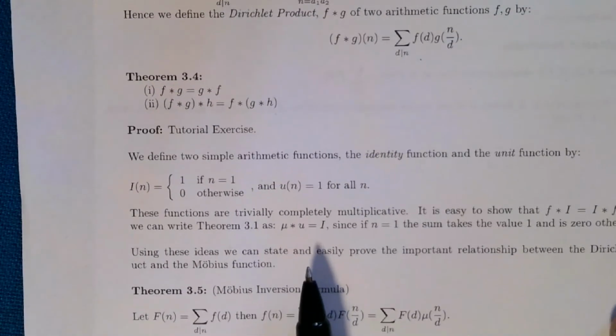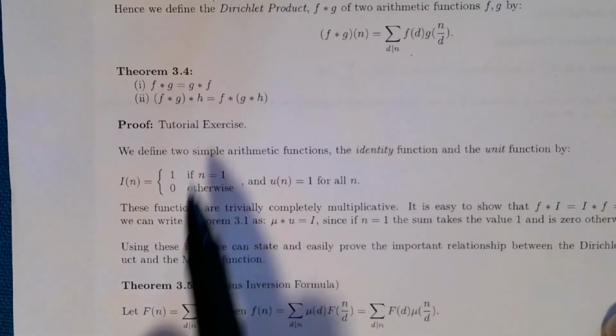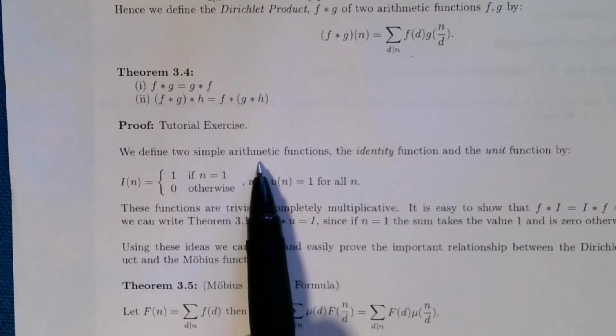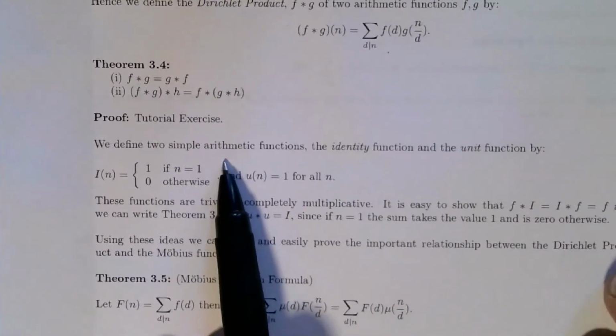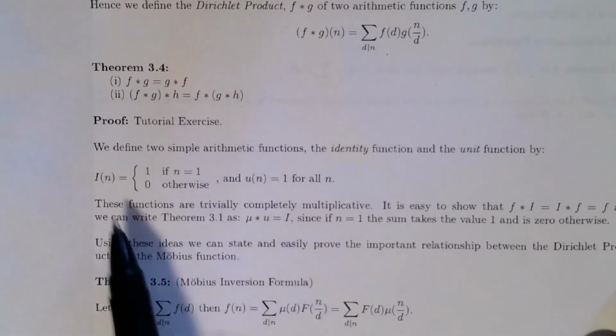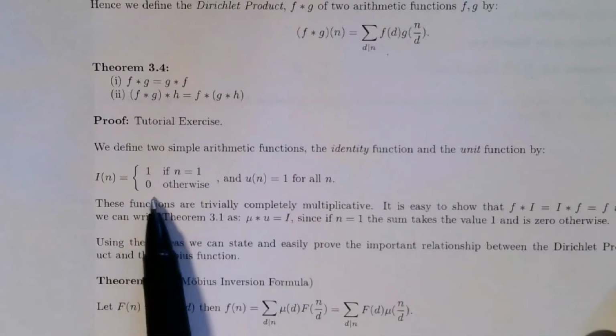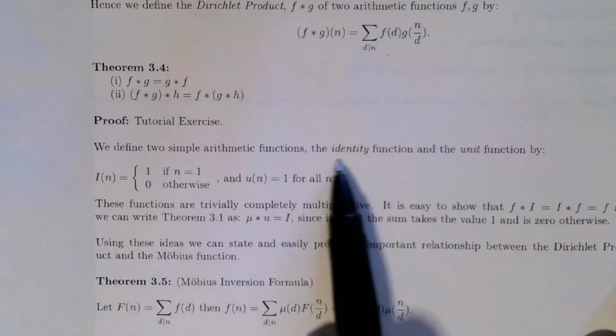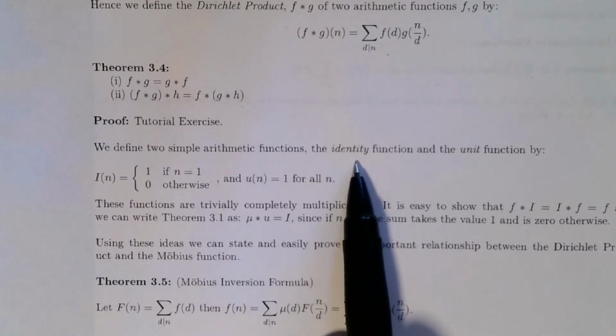Now I'm going to introduce two very simple arithmetic functions. Do not underestimate these functions. They are very simple, but in fact they're very, very useful. The simplicity of these functions belies their usefulness. The first one is the identity function, which sends everything to 0 except 1. So I of 1 is 1 and I of everything else is 0. And it's called the identity function because, as we'll see, it behaves like an algebraic identity on the set of arithmetic functions with respect to this Dirichlet multiplication.